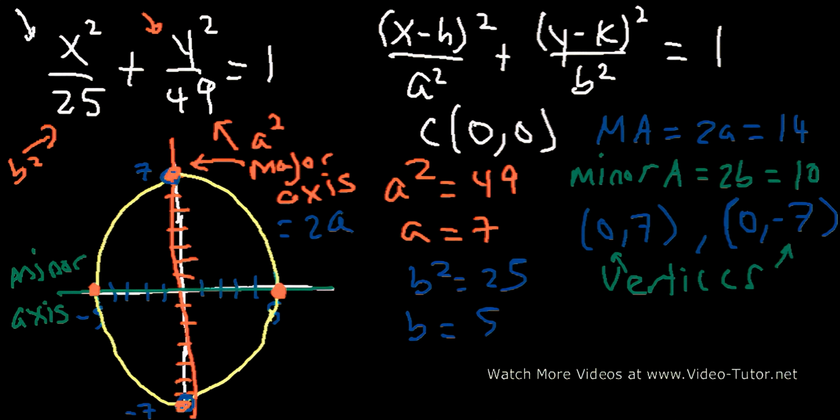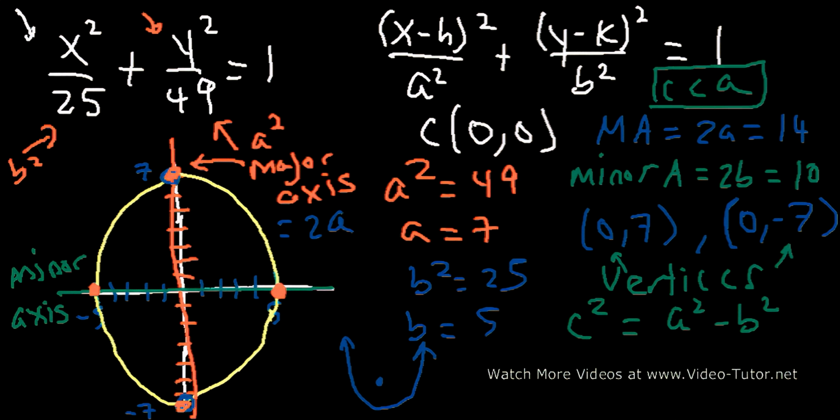The foci are along the major axis, but whenever you have a graph that opens up, the foci is somewhere in the middle. So there should be a foci somewhere along this major axis, between 0 and 7. To find it, you need to use this equation. C squared is equal to a squared, not plus, but minus b squared. For a hyperbola, it's a squared plus b squared, kind of like the Pythagorean theorem. But for an ellipse, it's a squared minus b squared, because c is less than a. And I'll explain why shortly.